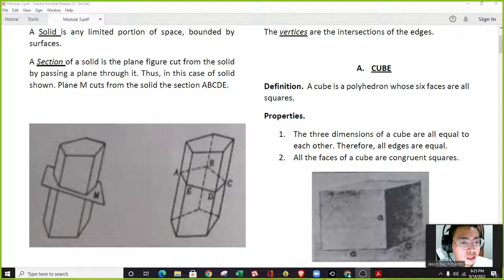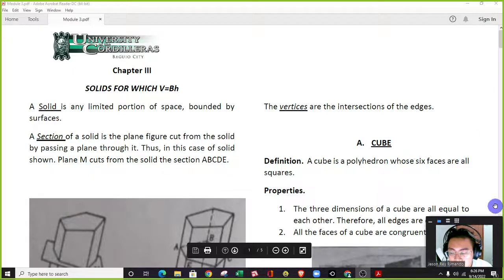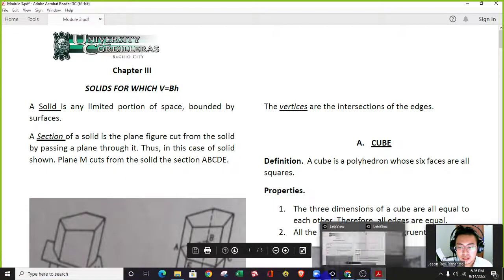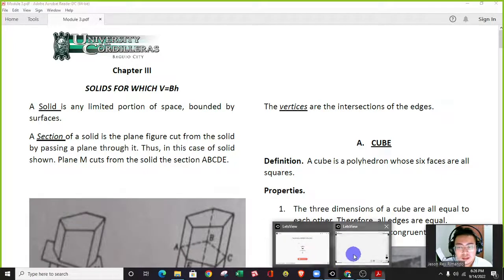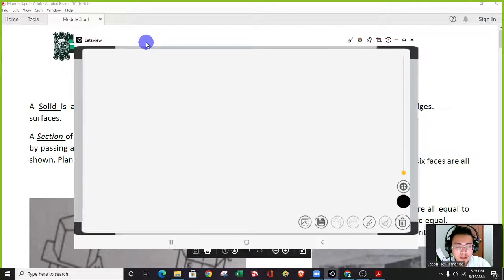What is our topic last meeting? Anyone? Sir, area. We have your area and perimeter. How do we compute for the area of a square? Area of a square.